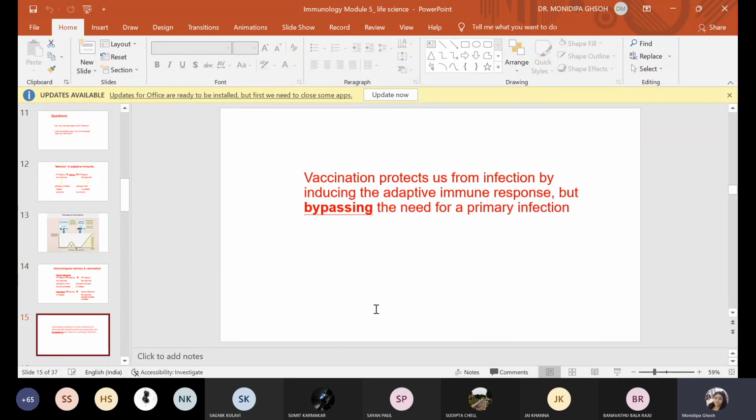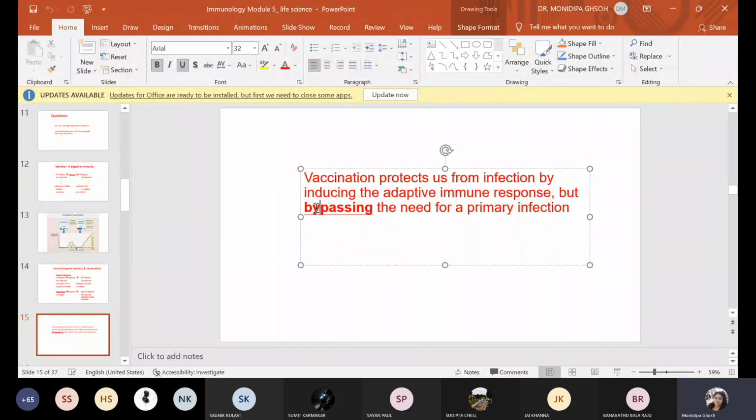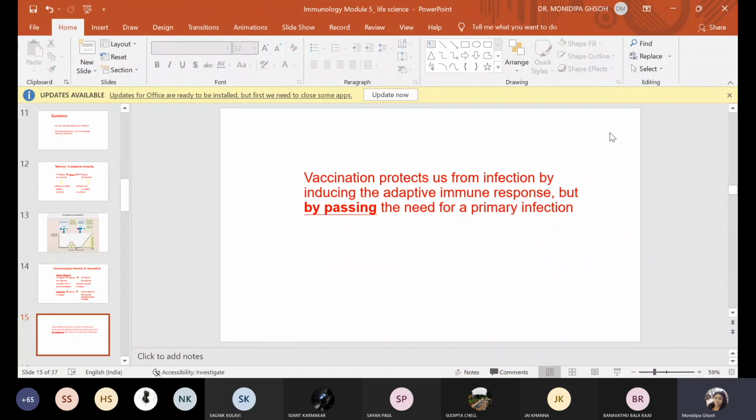Vaccines protect us from infection by inducing the adaptive immune response while bypassing the need for a primary infection. In the primary immune response, the lag period is needed, but with booster dose vaccination, or maybe even a single dose, the memory has been stored and created for further recognition. It successfully protects in future against the same antigen. Just remember, if you take the BCG vaccine, it won't give you protection against SARS infection.